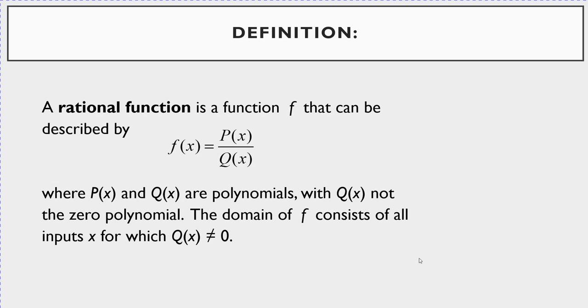Okay, so just to start, what again is a rational function? A rational function is a function f that can be described by this: f of x is equal to p of x divided by q of x, and here p of x and q of x are both polynomial functions.